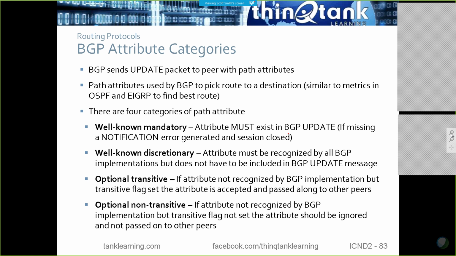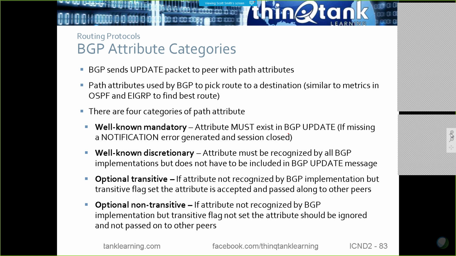So BGP sends updates. Now we know what an update is, right? We've already seen link state updates with OSPF, and we've seen updates with EIGRP. What do you think an update is? It's routing information, right? An update is simply me sending out routing information. So that does occur in BGP. In fact, one of the BGP message types is an update. All right, but contained within that update are prefixes with path attributes. Path attributes are used by BGP to pick a route to a destination. Very similar to a metric in OSPF and EIGRP to find the best route. But path attributes are not a metric.